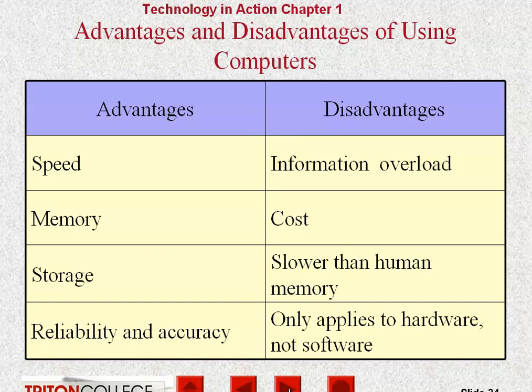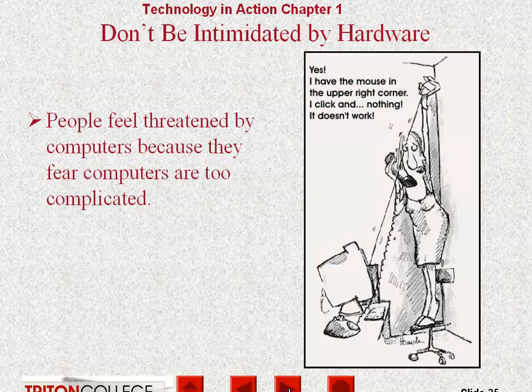And it only applies to the hardware, not the software. It's not perfect. It has limitations. And while it's getting better all the time, it has problems all the time. Another disadvantage of technology is there's a tendency, that you see especially with baby boomers, for people to feel intimidated, to feel threatened by computers.